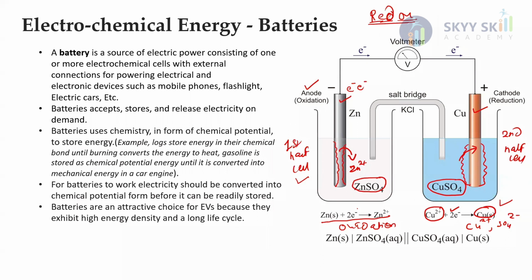So now you can see in here, on one side there is generation of electron and on the other side there is consumption of electron. Hence the battery continuously provides electricity. On one side, because of oxidation, there is generation of electron. On the other side, because of reduction, there is consumption of electron. Hence the battery is a continuous process. But after some time, this reaction will stop.